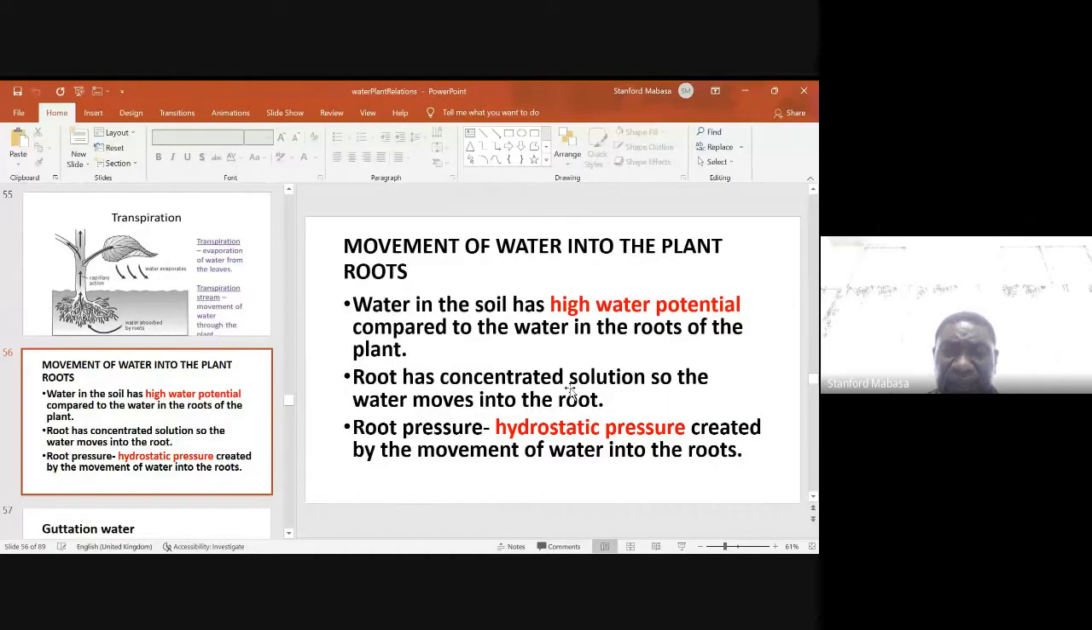Now, when the water continues to flow into the root, it creates what is known as root pressure or hydrostatic pressure. That is what is created by the movement of water into the roots.